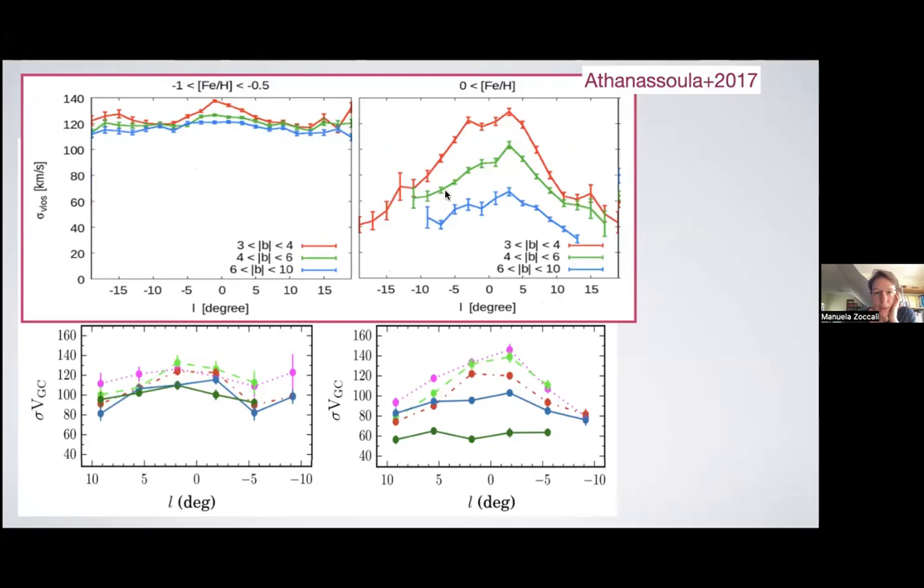These trends are, at least qualitatively, but even more or less quantitatively, reproduced by models. For instance, this one by Tahmasebzadeh et al. a few years ago. You see, they are more or less okay. So again, these models also reproduce the evolution of a disk, so again, we do not require a classical bulge, apparently.